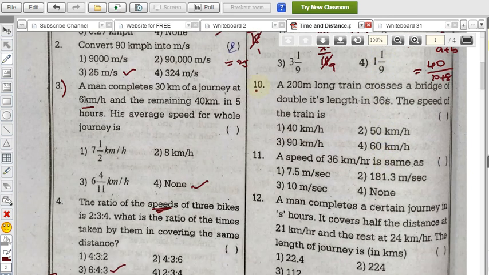Similarly, one more train problem. A 200 meters long train crosses a bridge of double its length in 36 seconds. Then what is the speed of the train? The length of the train is 200 and the bridge is double the length, that means 400.